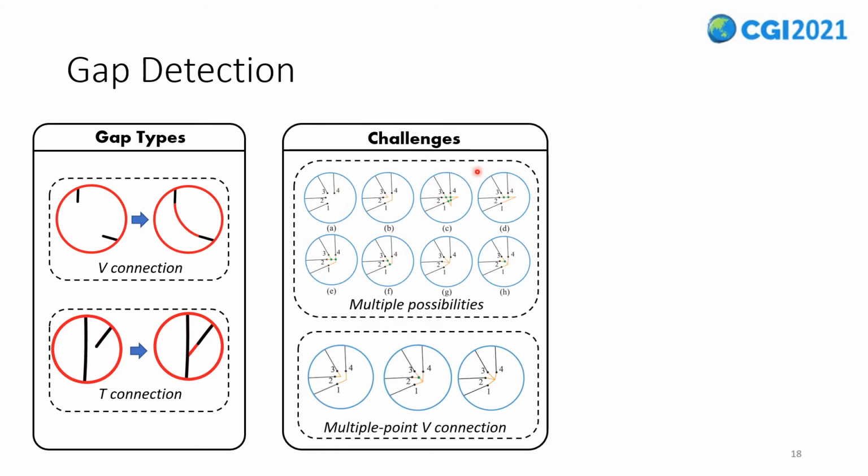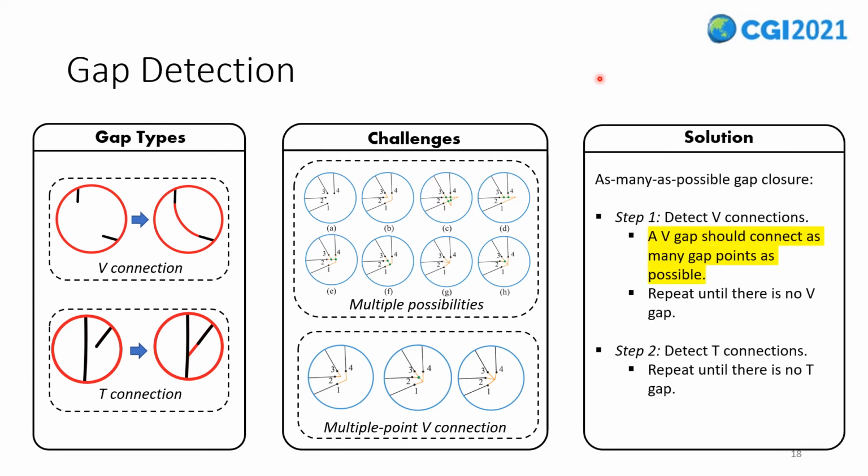First one, a cluster of gap points can be closed in different ways. Depending on context, we cannot determine which one is better, which one is not. And then a V connection may connect 2 points, 3 points, or 4 points. In previous methods, they only handle 2-point cases.